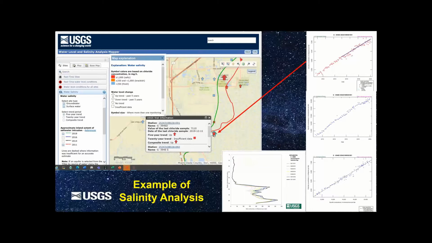If you were to select any site on the map, it allows you to see the date of the last chloride sample, the value, the 5-year trend, the 20-year trend, and the composite trend. If you click on the link, it will take you to a page that shows you a series of graphs, tables, and other information. And that includes a graph on the upper right-hand side, which is the chloride concentration through time. You can see it's rising quickly in this area.